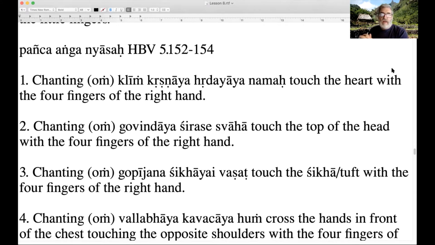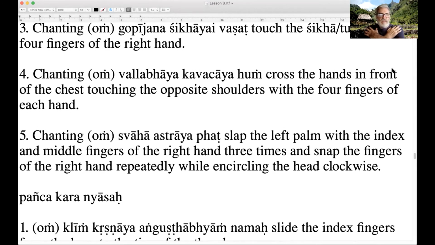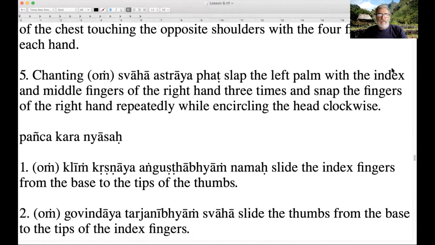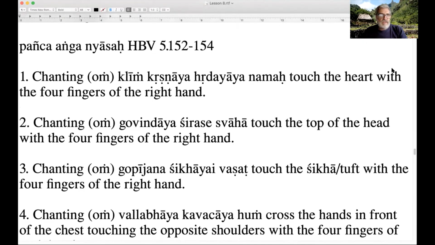So here we have Om Klim Krishnaya Hridayaya Namaha, touch the heart. Right? Om Govindaya Shirase Swaha, touch the top of the head. Om Gopijana Shikaya Vasate, touch the shika. Om Balabhaya Kavachaya Hum, do the Kavacha Mudra, right? Touch the shoulders. You can also do it by touching the right shoulder, then the left shoulder with the right hand, but most commonly it's done with both hands. Om Swaha Astraya Phat, slap the left palm with the index and middle fingers of the right hand three times and snap the fingers clockwise around the head. Okay, so that is the Pancha Anga Nyasaha.